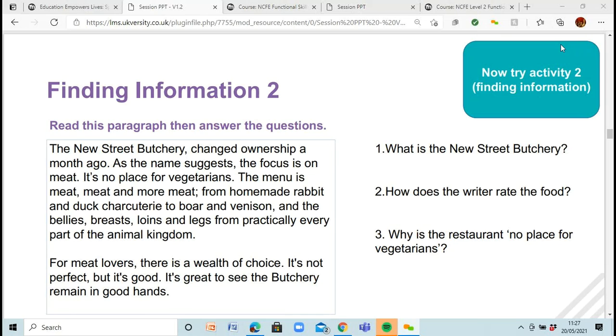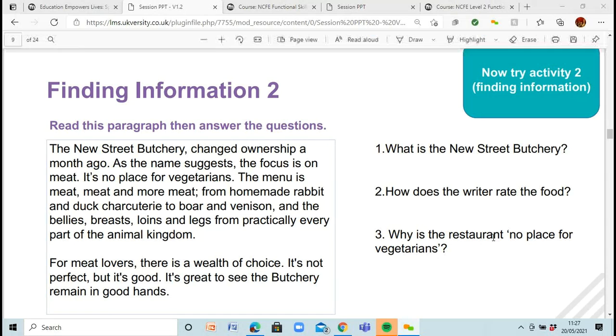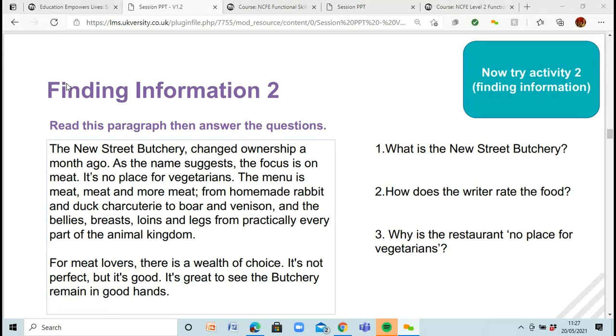Its name in itself lets you know what it is. Meat shop. Yes, fantastic. A meat shop. Well done. So New Street Butchery is a meat shop. So, how does the writer rate the food? What does the writer think about the food? Good. Yeah, good. And he uses something else just before he says it's good. It's not perfect, but it's good. Yeah, fantastic. And then why is the restaurant no place for vegetarians? Because it has meat. Yeah, fantastic.